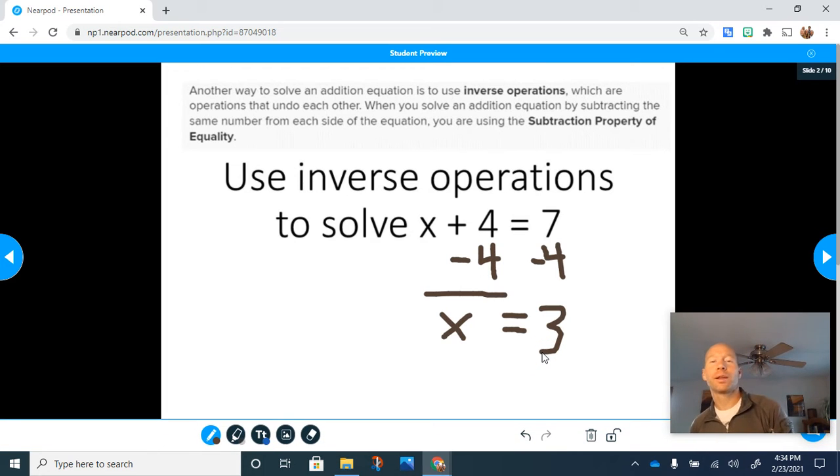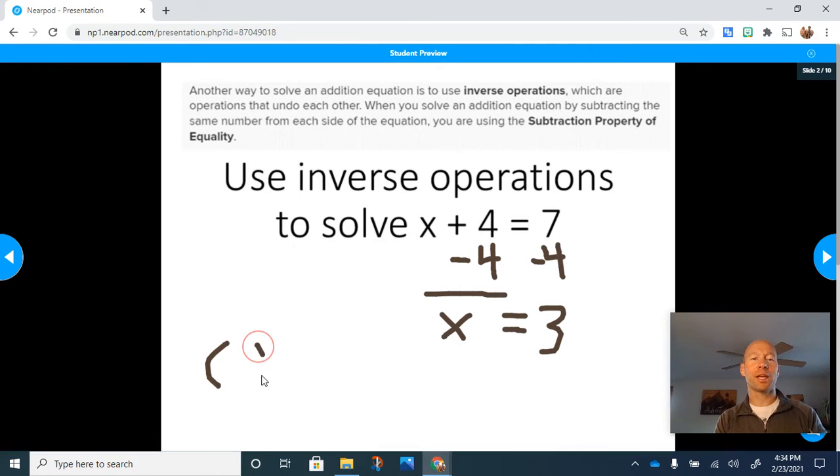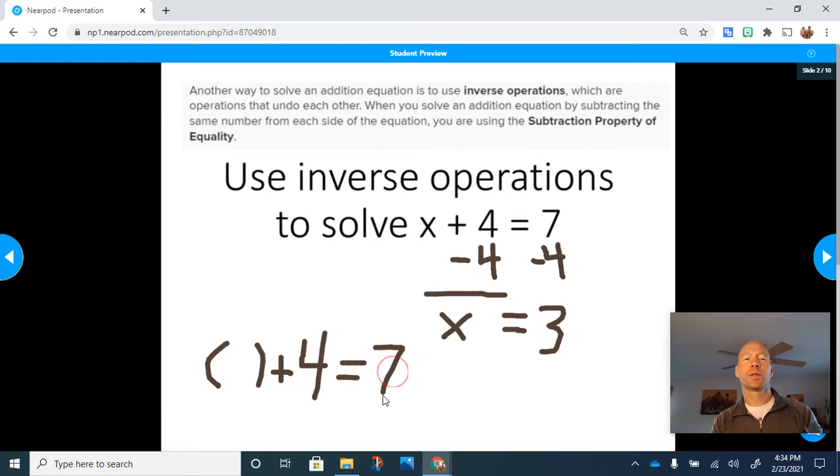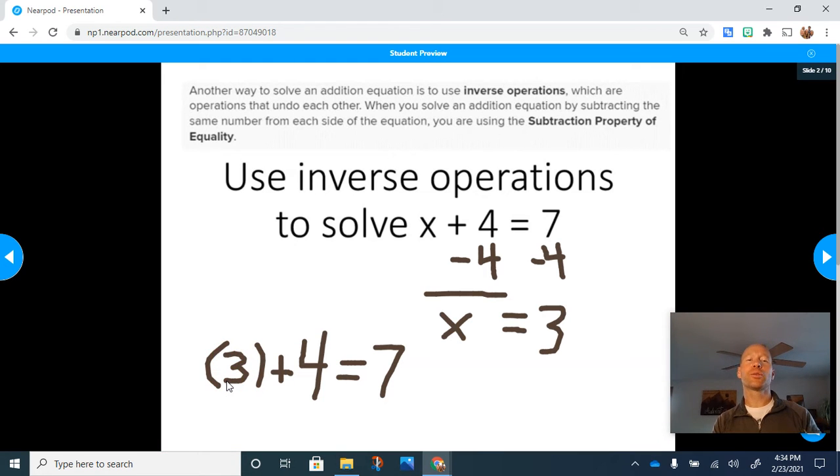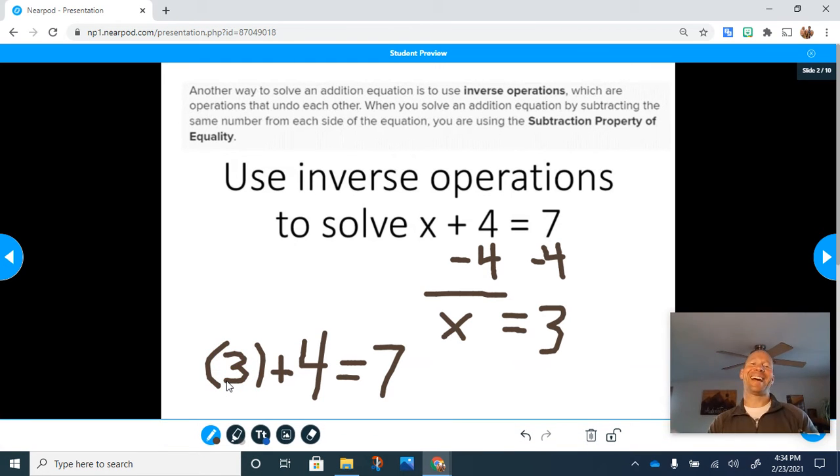And does this work? We found out that x equals 3, and we can plug that in. Instead of x, when we say blank plus 4 equals 7, now we're saying that x equals 3. And is that true? Does 3 plus 4 equal 7? Yeah, definitely does.